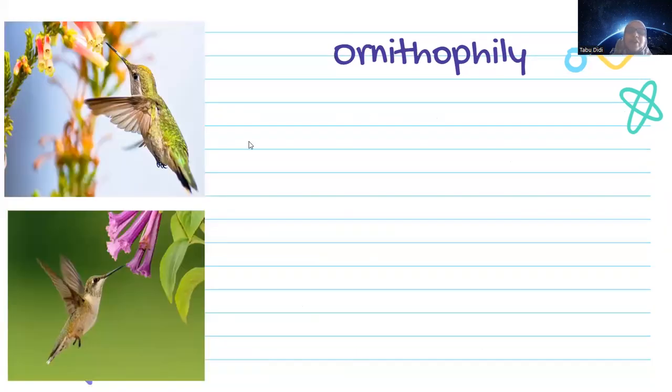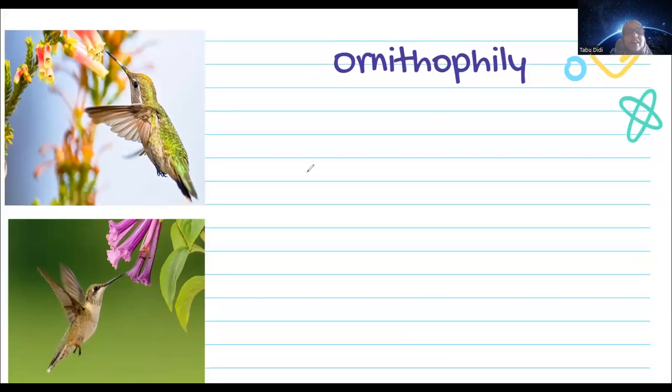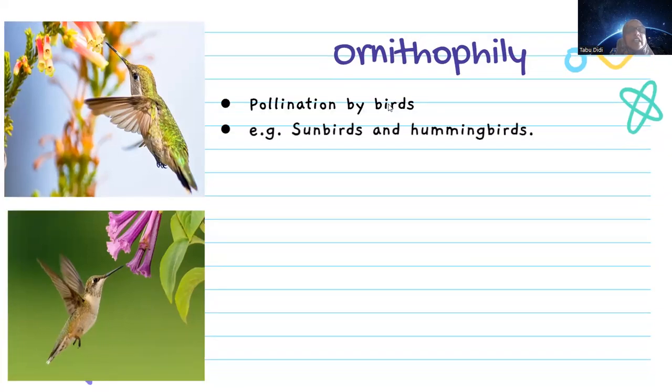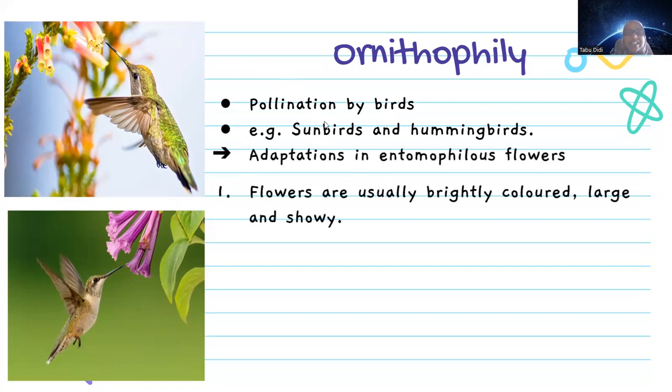Now we move to the next pollination by looking at the picture. What do you know? Birds. Yes. So pollination by birds, or ornithophily. So you have sunbirds, hummingbirds, which will try to take nectar from the flower, and in a way, naturally, they will happen to pick up the anther in their beak and transfer it from one flower to another, from one plant to another plant.